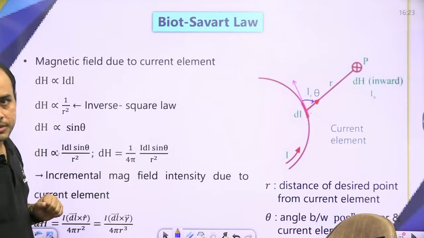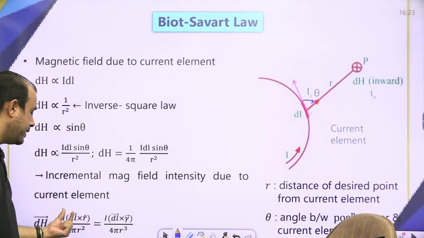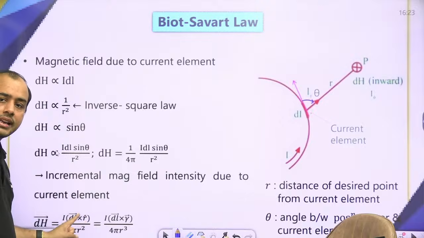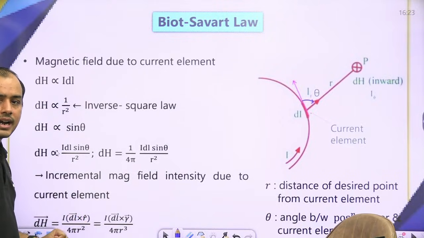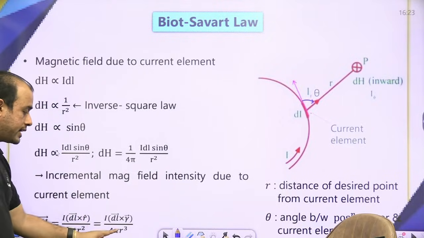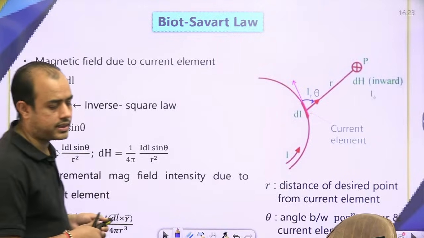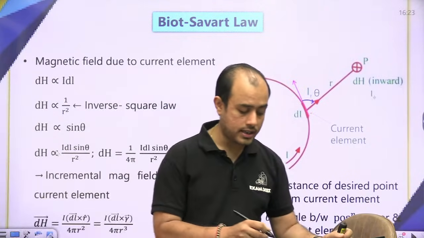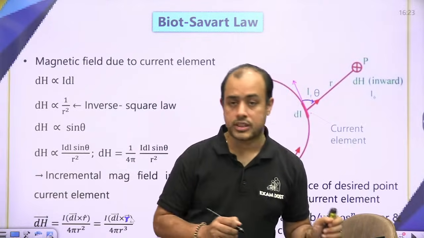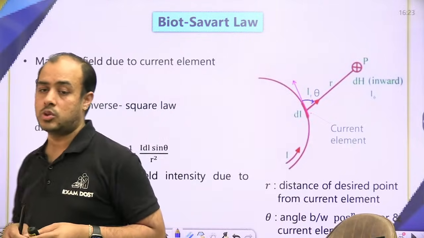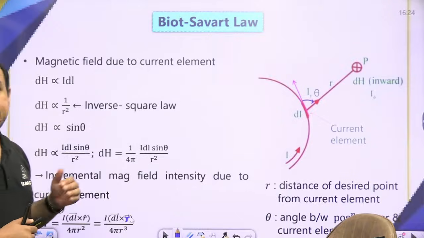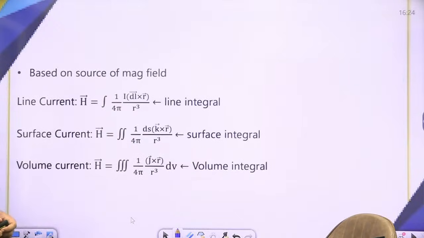Now, how to write dl sine theta? It can come from the cross product. So they wrote dl cross r cap. R cap can be written as r vector by r. So it will become r cube and this will be r vector. So r is what? R is the position vector of the point with respect to the current element.